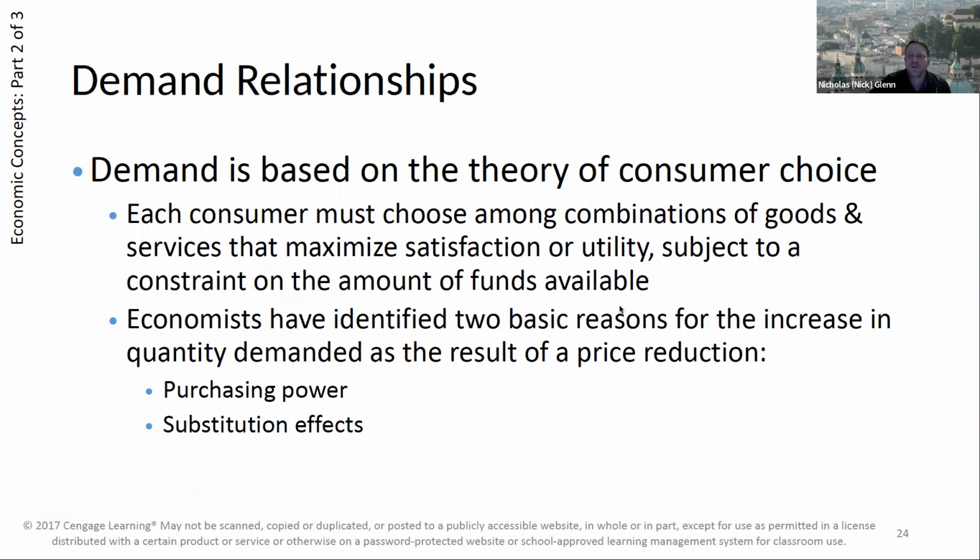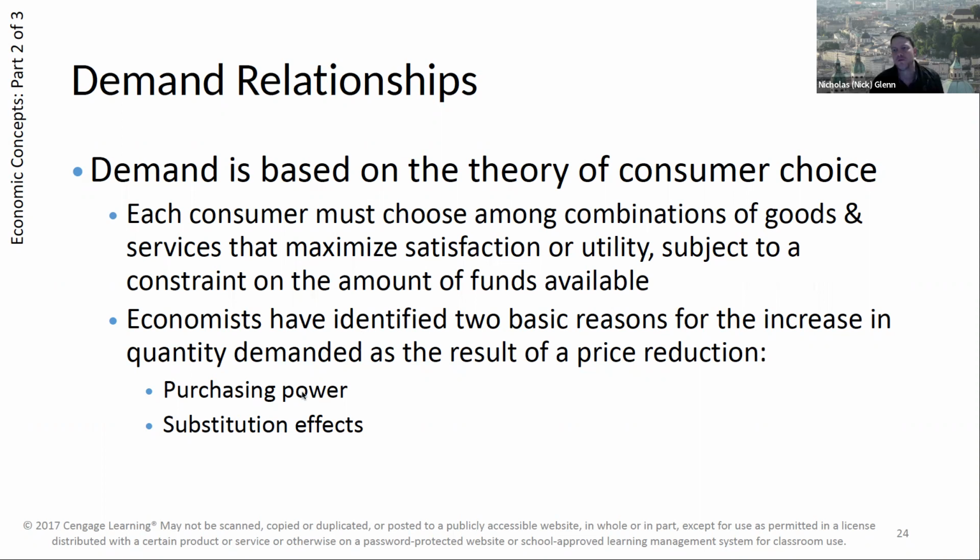All right, so talking about these demand relationships. Each consumer needs to choose among the different combinations of goods and services that will increase their utility the most, subject to the constraint of the amount of money they have available, their income. There are two biggest reasons for these changes in quantity demanded when you see changes in price. Well, the first is purchasing power.